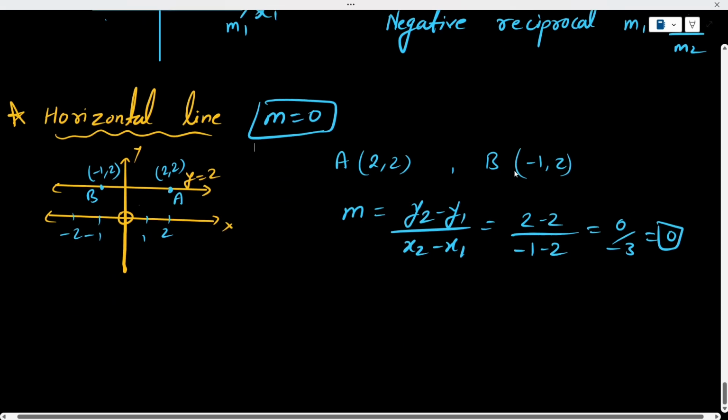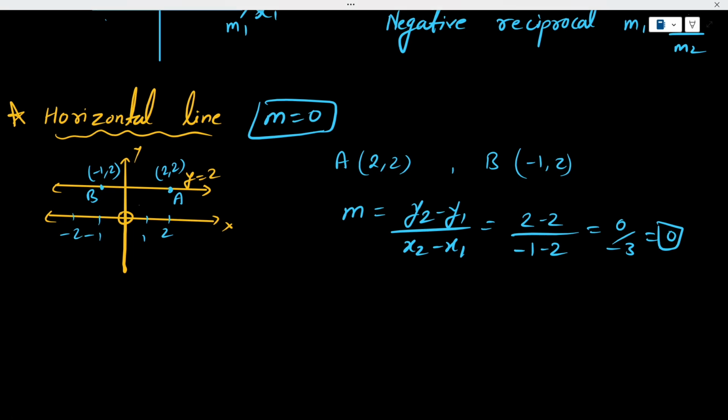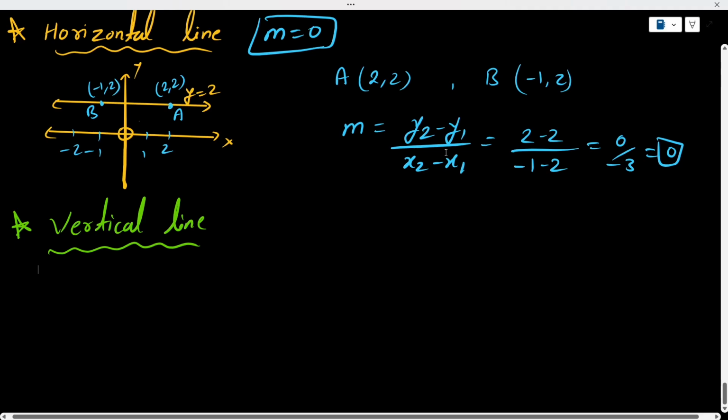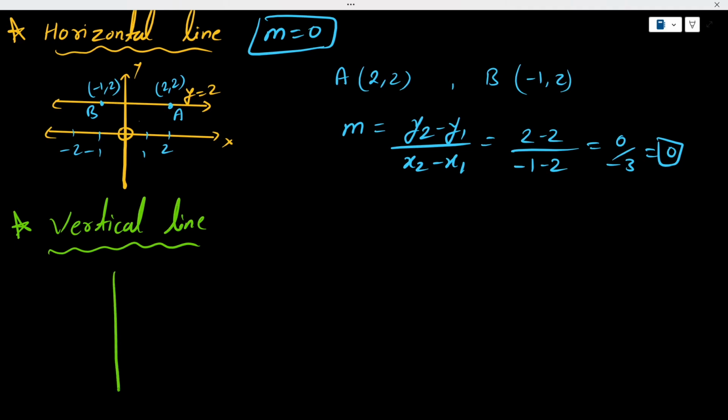Similarly, if I talk about the vertical line, what will happen here? Vertical line, you know that it is always parallel to y-axis. So if I draw here x-axis and y-axis, and if you take vertical line here, this is 0. If I take here 2, 4, and here minus 2, minus 4. Now if I draw here a line which is parallel to y-axis, it can be any value. I am taking it at this.